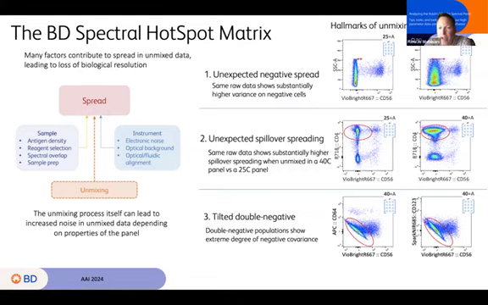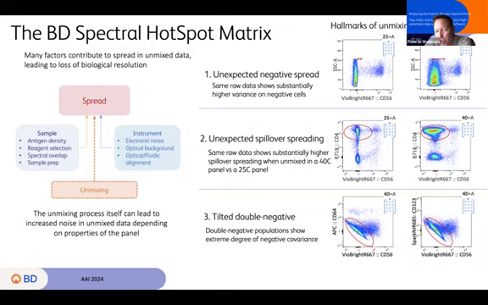In the middle picture there, again 25 to 40 colors, there is spillover spreading in those positive populations that I've got the red circle drawn around, even though I've got the same two parameters plotted on the axes here. And then in the bottom, the tilted double negative. Sometimes we'll see the double negative going up in the opposite orientation, and that can look like, oh, maybe that's just a compensation issue or something like that. The tilted backwards one kind of freaks people out most of the time, in that it doesn't totally make sense.